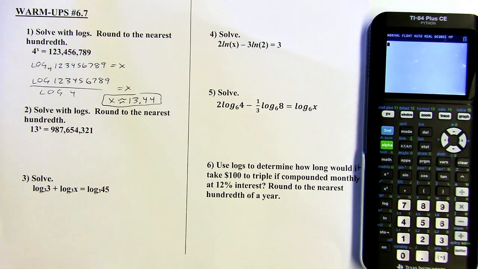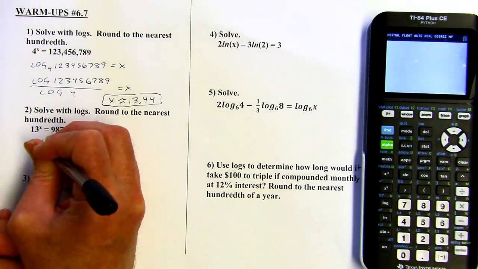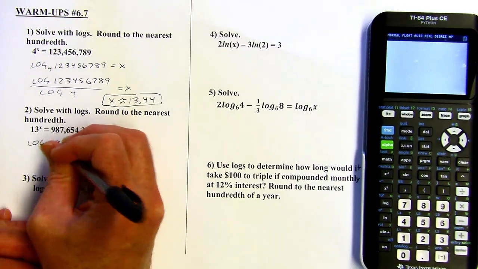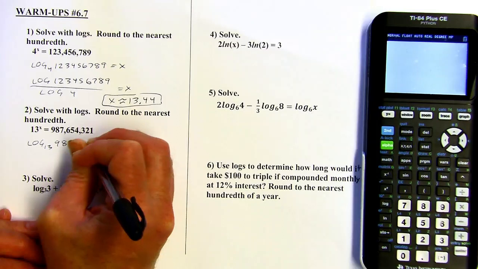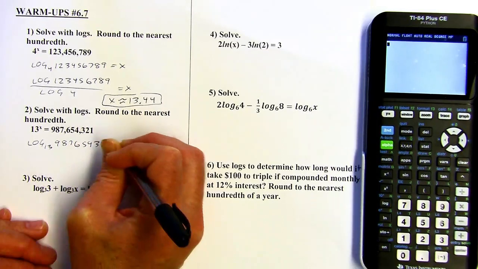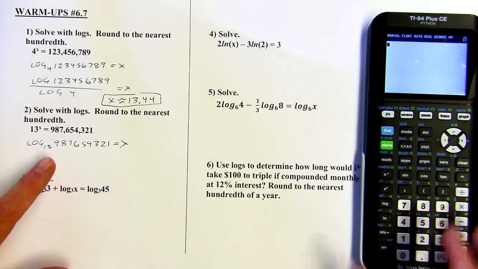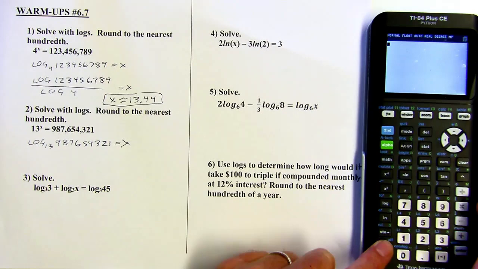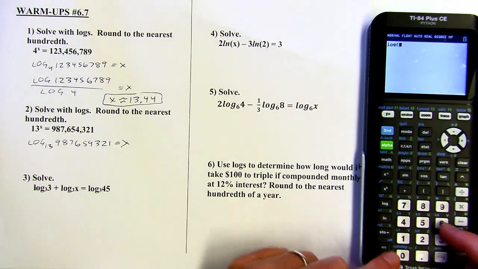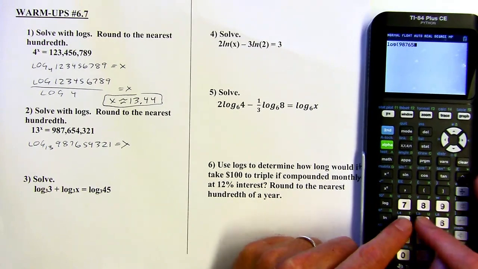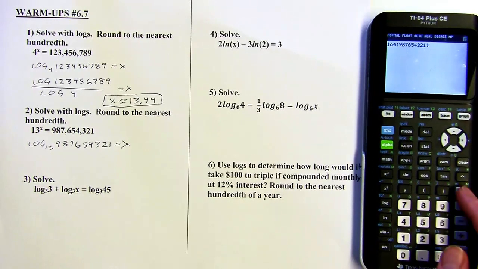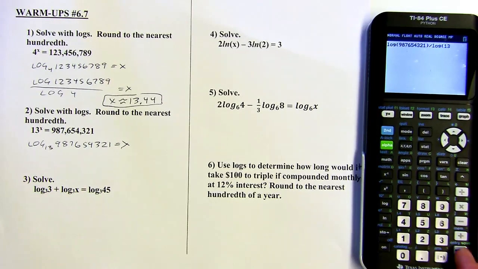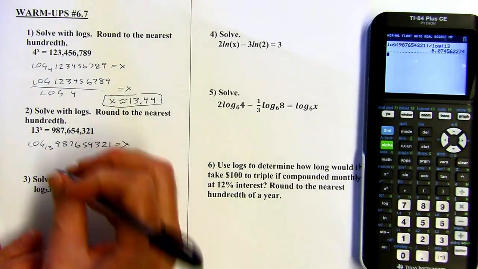All right, so next problem. Log of 13. 13 is my base. Then the long number is the argument again. The x gets isolated. So in my calculator, I'm going to do log of the large number over the log of 13. I'm not going to rewrite that on the paper, but I'll put it in here. Close the parentheses and divide by log of 13. And then I've got 8.07 roughly.